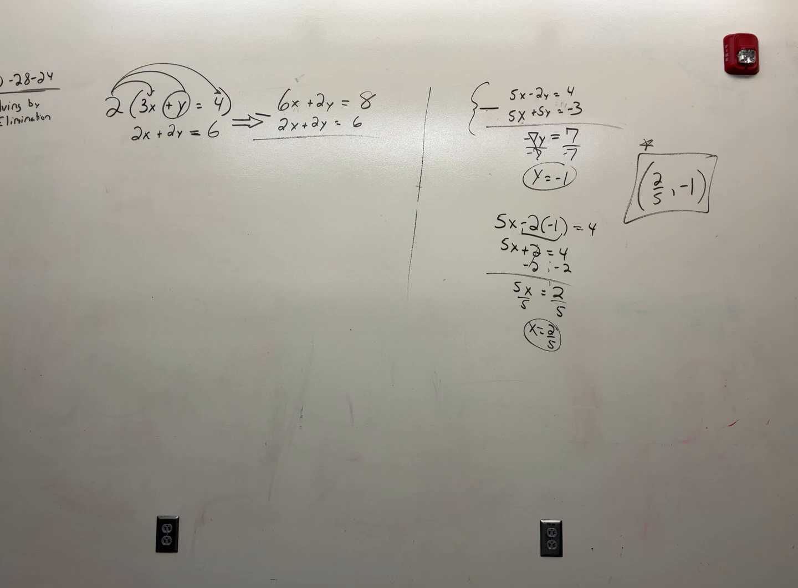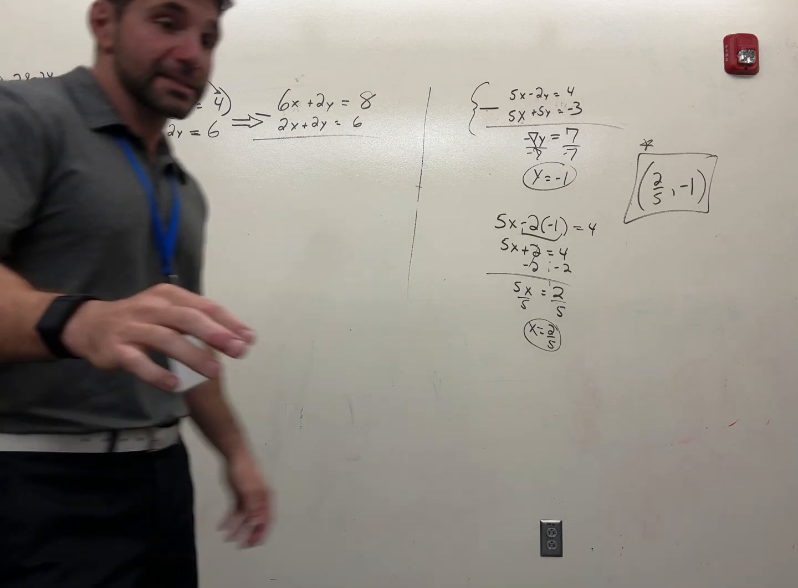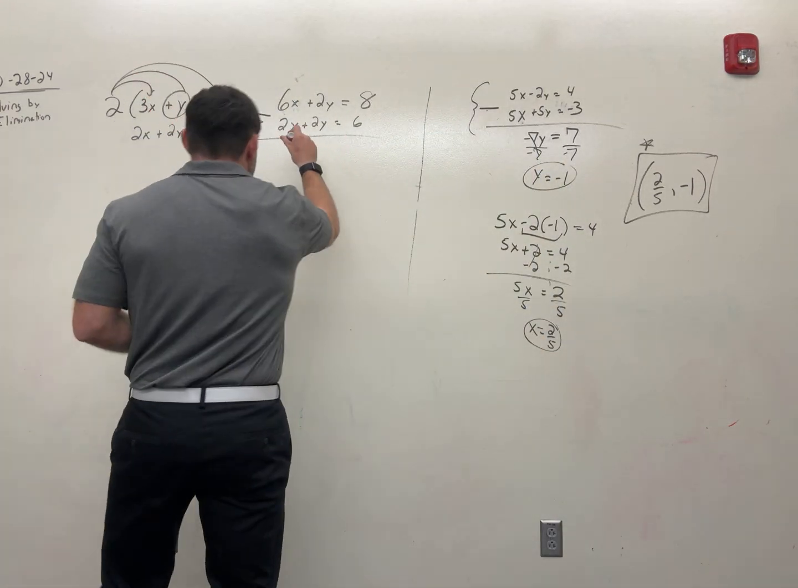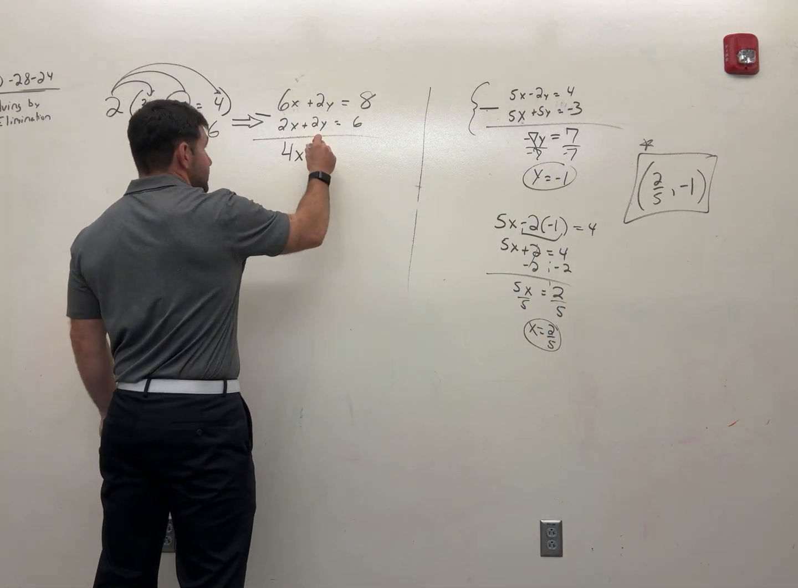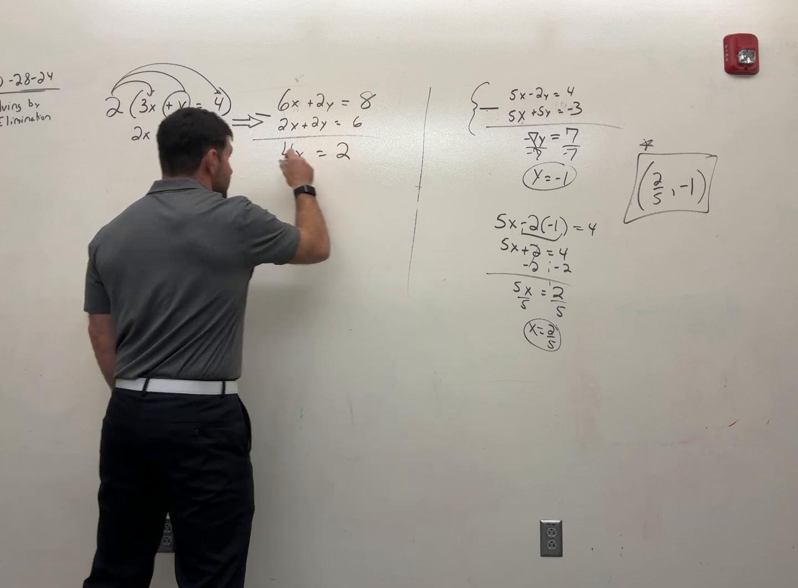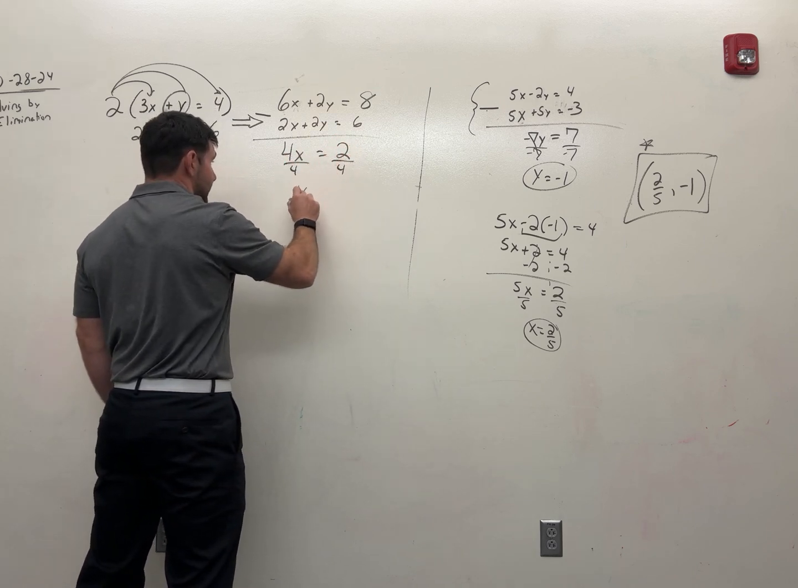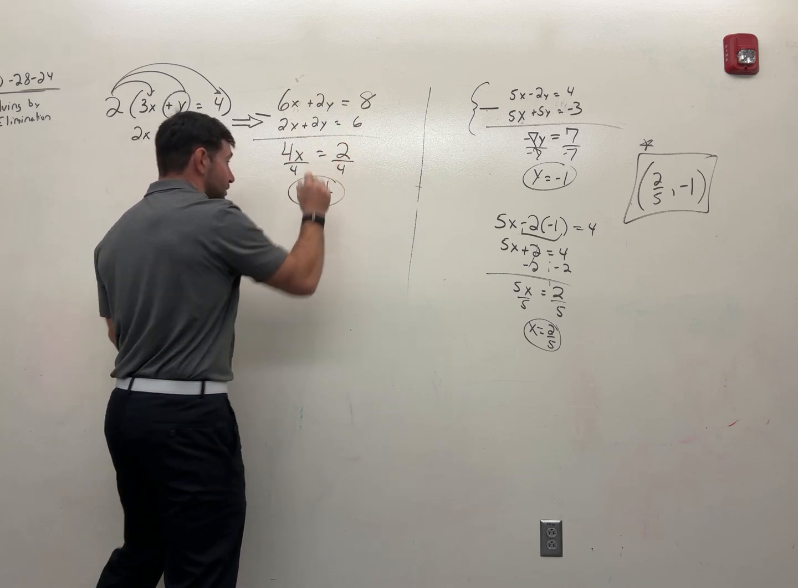Okay, here we go. So when I subtract, 6 minus 2 is 4x. 2 minus 2 is nothing. 8 minus 6 is 2. I divide by 4. x equals 1/2.